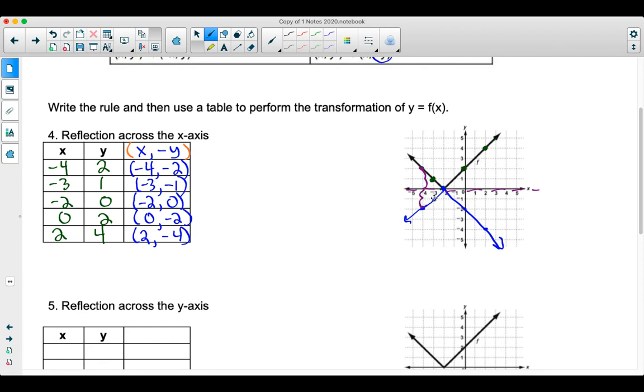Okay. This point here is only 1 away from the x-axis. This one is 1 away from the x-axis. All right, so you can see each point is the same distance from the x-axis on opposite sides.